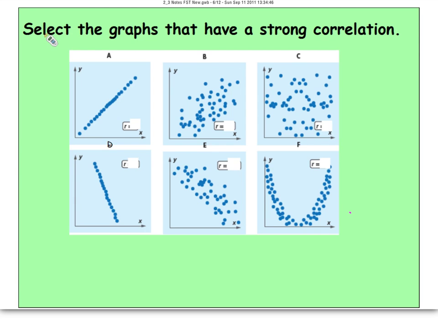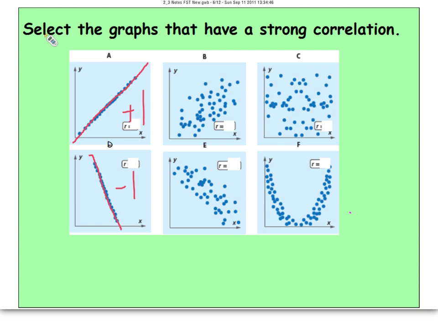I want us to take a look at these 6 graphs and estimate the correlation. If I draw a line of best fit on the first one, it looks like it goes straight upward and hits every point. That's a +1. Below it, if I draw a line, it goes straight down and hits every point. That's a -1.